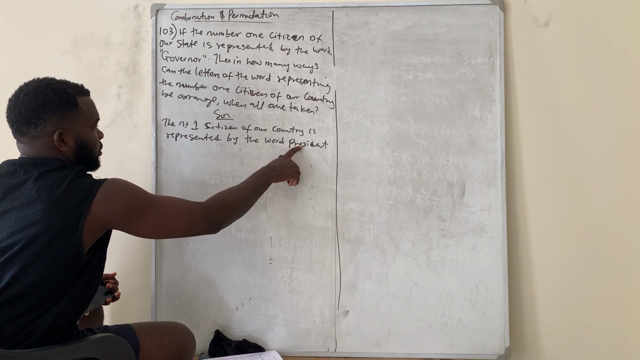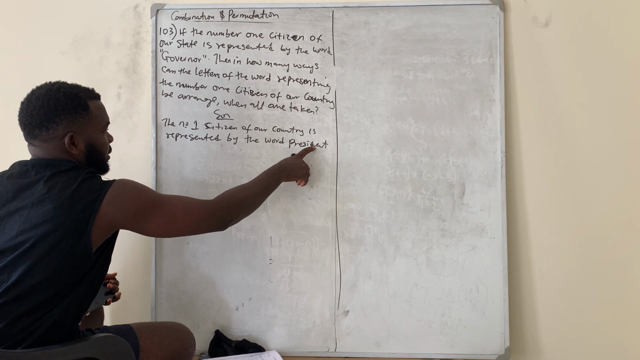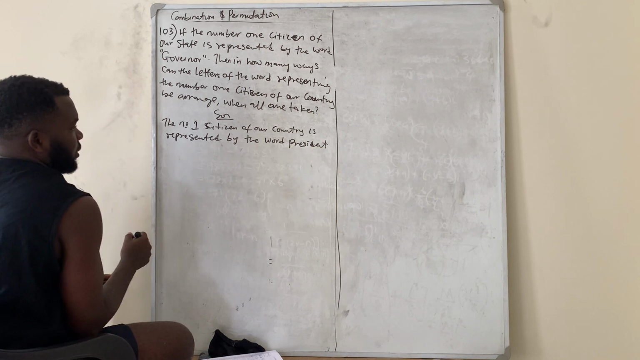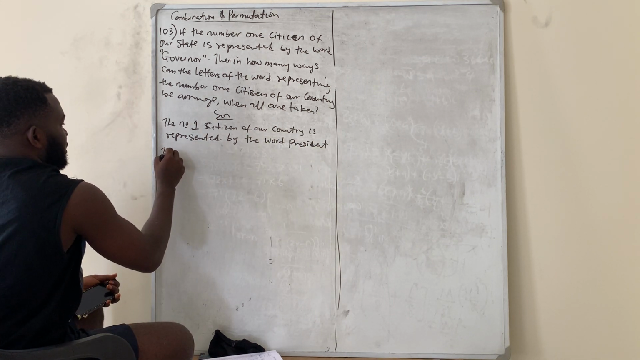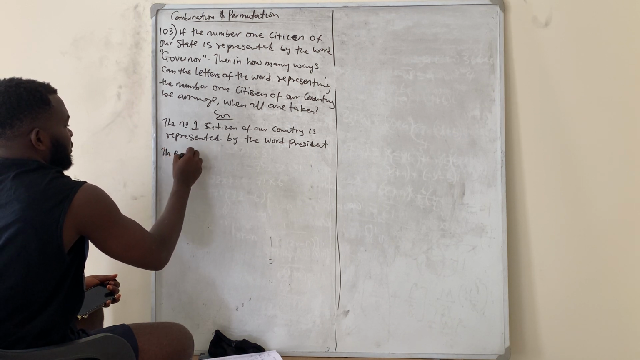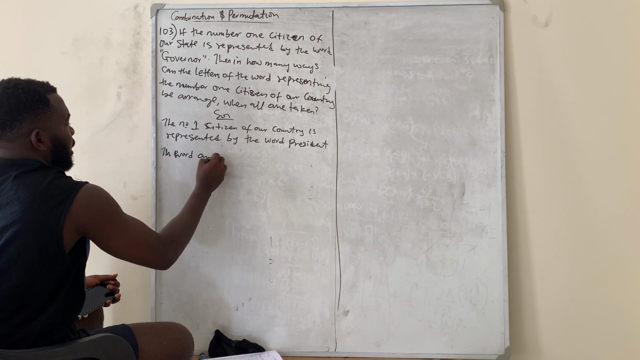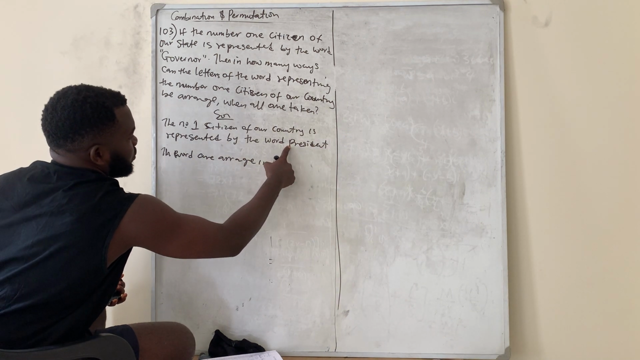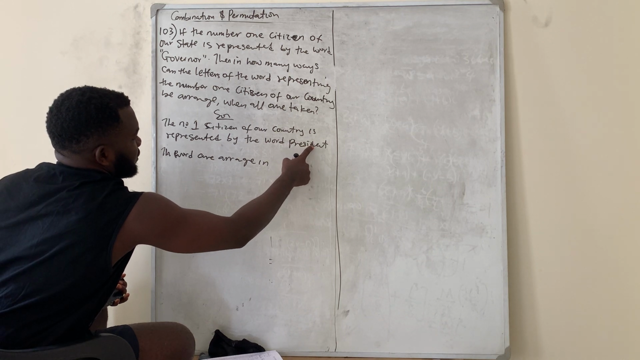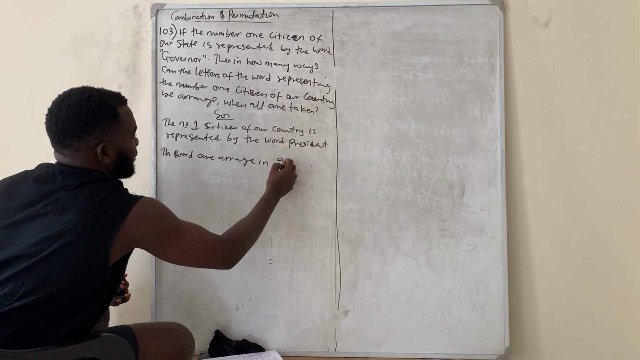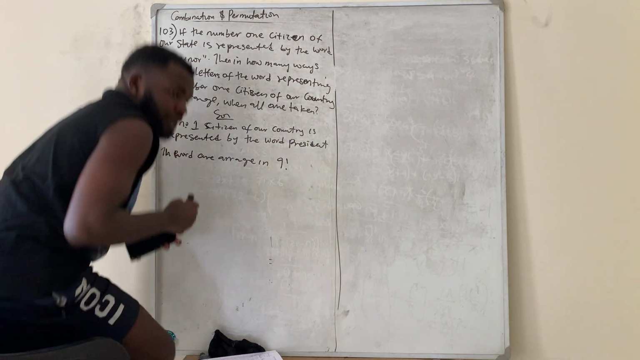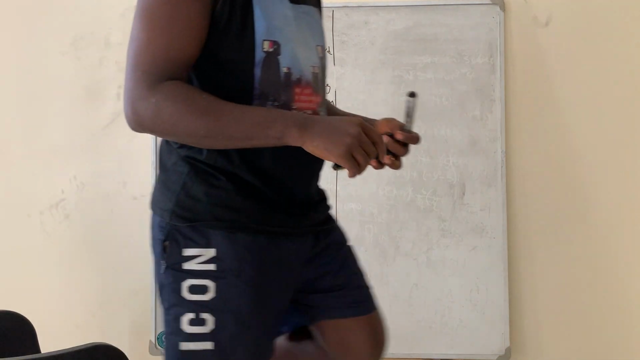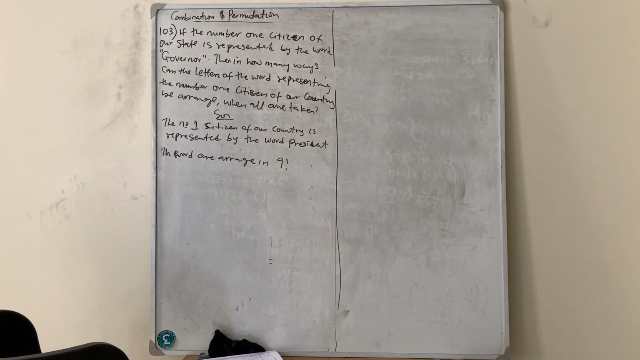So 1, 2, 3, 4, 5, 6, 7, 8, 9. President is 9 letters, so I have 9 factorial. So get what 9 factorial is.